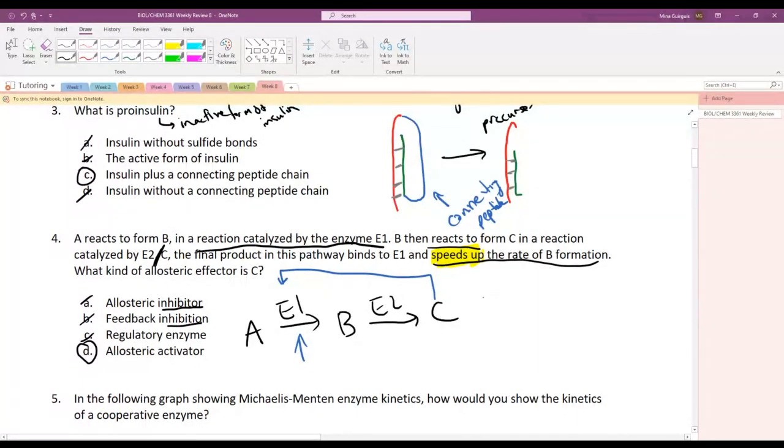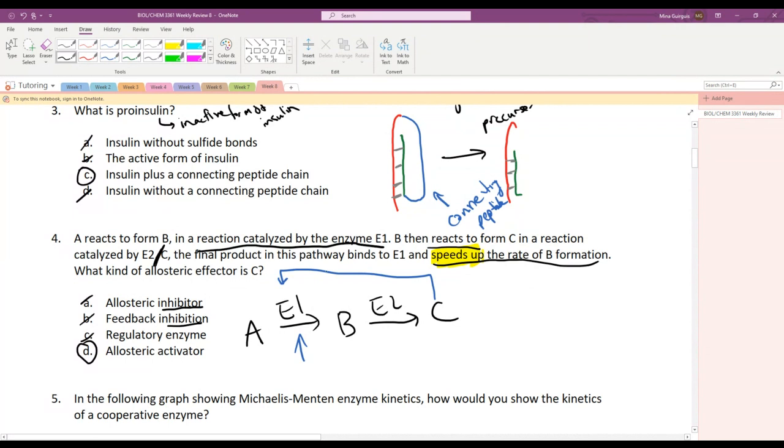Okay. Now I'd like to talk about a couple of these points, A and B, very briefly, since I skipped over them, just to make sure we all know what they are. So an allosteric inhibitor would be if product C were to bind to E1 and slow down the reaction. That would make it an allosteric inhibitor. And it would also be an example of feedback inhibition.